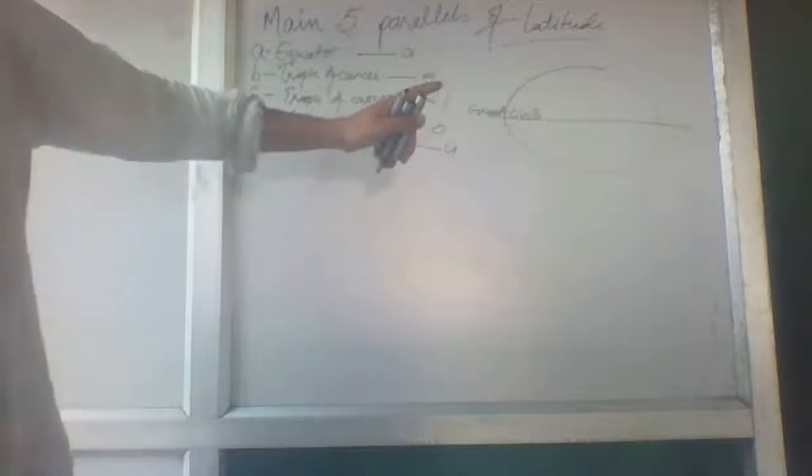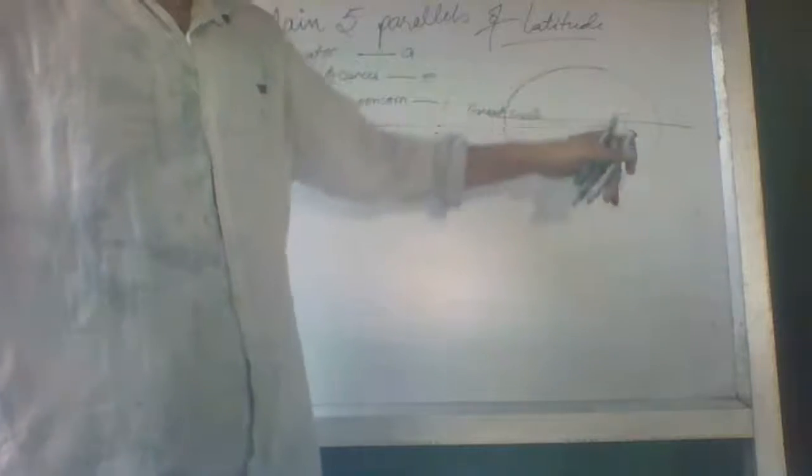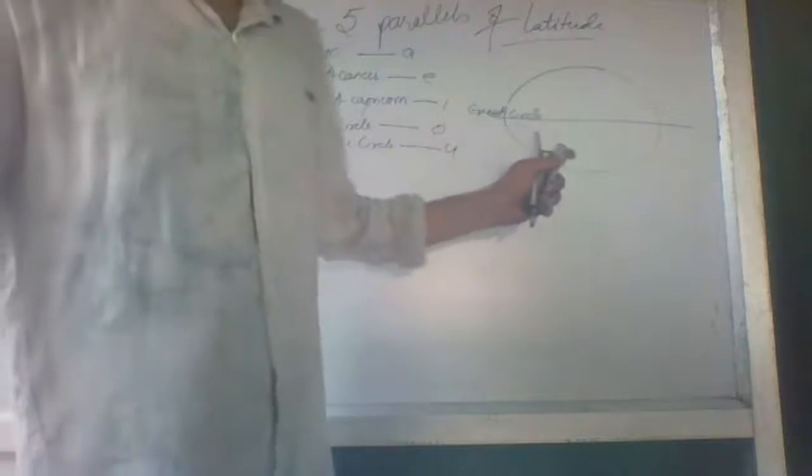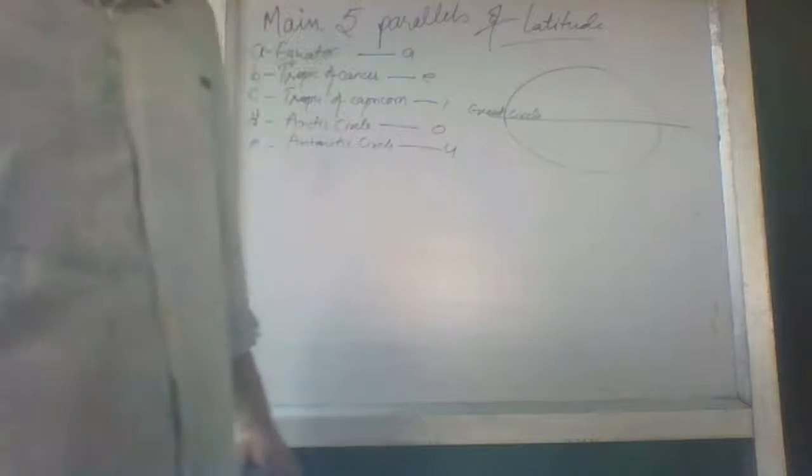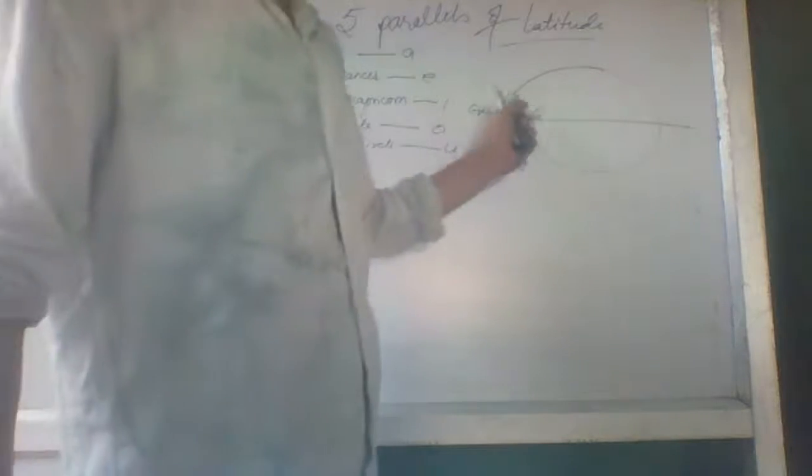If it makes 3 equal parts, it's a smaller circle. If 4 equal parts, it's a smaller circle. So this is the great circle because it is making 2 equal parts of earth. It is doing so through the diameter. The diameter is the biggest circle of the sphere, so it is the great circle.